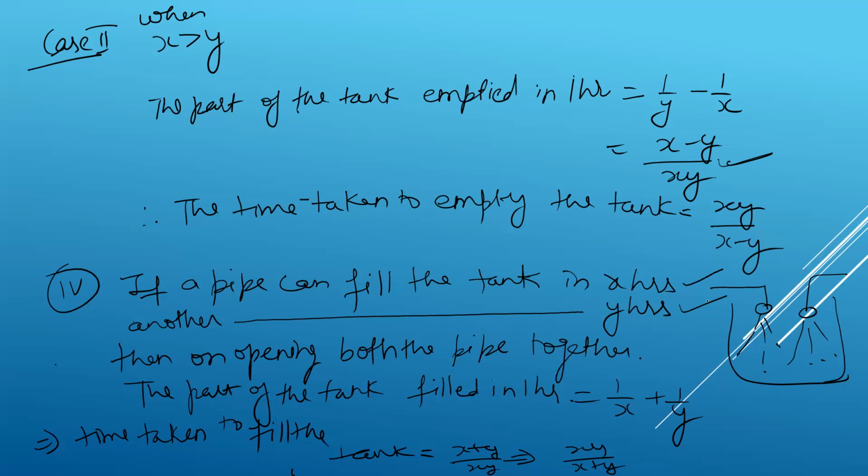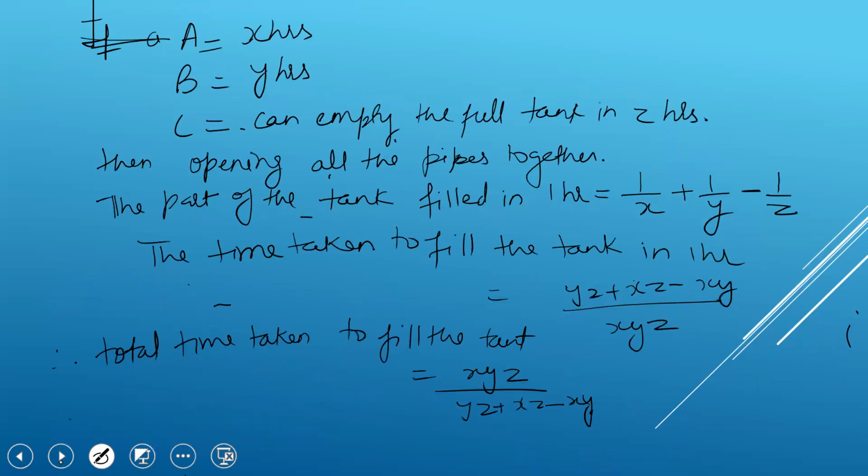And total time taken to fill the tank is going to be, after solving it, taking the reciprocal of the result will give you the answer. Moving further, this is the last case when A, B, and C, we have three pipes. Two are inlet pipes, A and B, and C is the outlet pipe, where the tank is empty. So this outlet pipe can be a leakage also. Okay. So now when all the pipes are open, then what will happen?